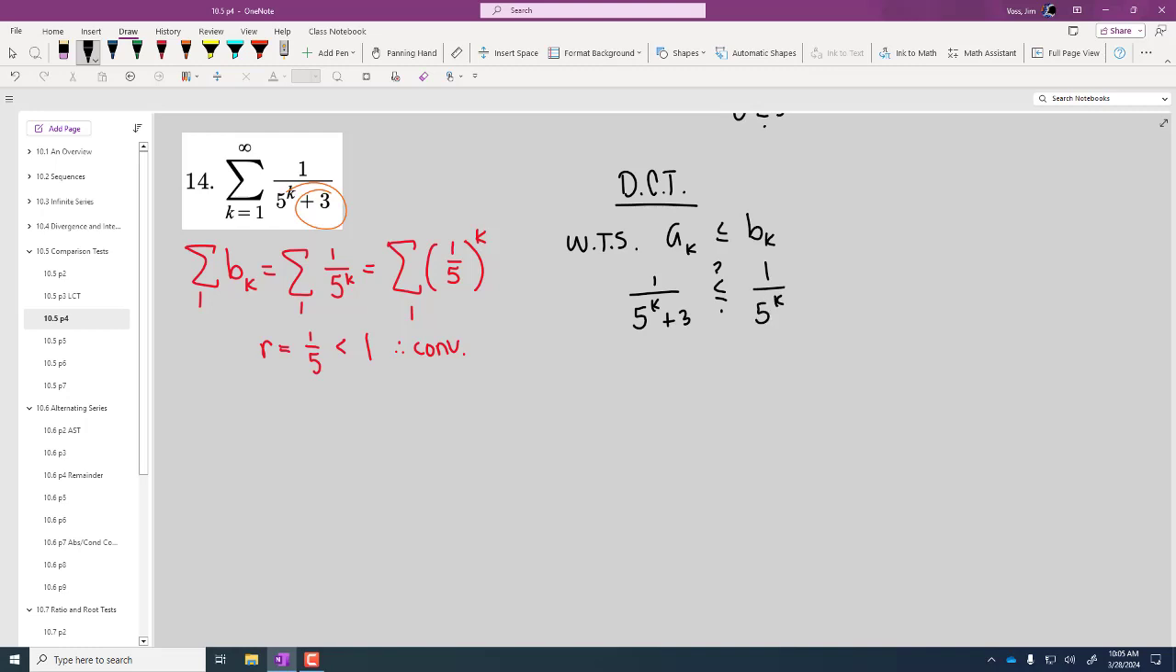And are we going to be able to show that? Yeah. Because this denominator is bigger. Right? The 5k plus 3 is a bigger denominator, so the fraction values are smaller. So yeah, we will be able to show this. We'll do our cross multiplication business. And then we can subtract the 5 to the k's, and we end up with this numerical inequality that we can solve by inspection. That is true. Therefore, both series are going to do the same thing, so they both converge. So direct comparison.